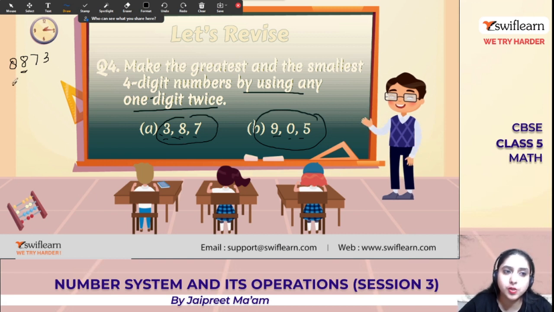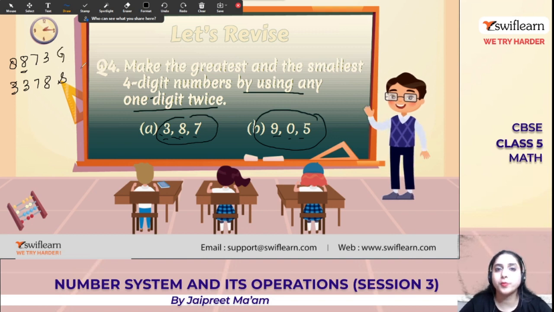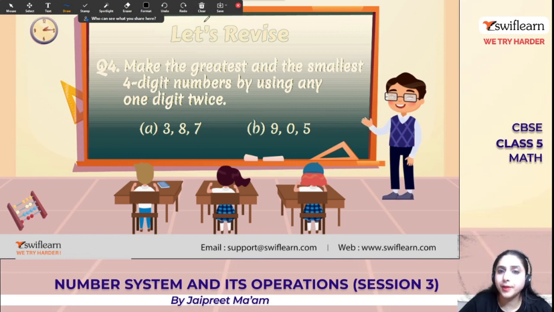Then we have to write the smallest number. So we can write like this. So this is the greatest number and this is the smallest 4-digit number of option A. Now option B. Option B is given 905. So we can make the greatest number like this.